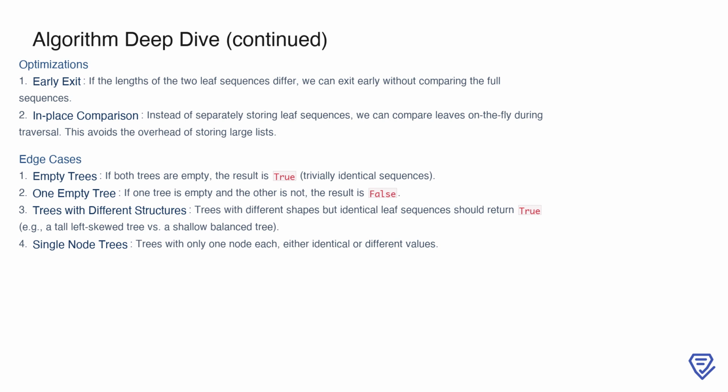Regarding edge cases, we need to handle scenarios like both trees being empty, which should return true since their leaf sequences are trivially identical. If one tree is empty and the other is not, we return false. For trees with different structures but identical leaf sequences, such as a tall left-skewed tree versus a shallow balanced tree, the algorithm should still return true. Finally, for single-node trees, the result will depend on whether their values match. These considerations ensure robustness and correctness across all possible inputs.